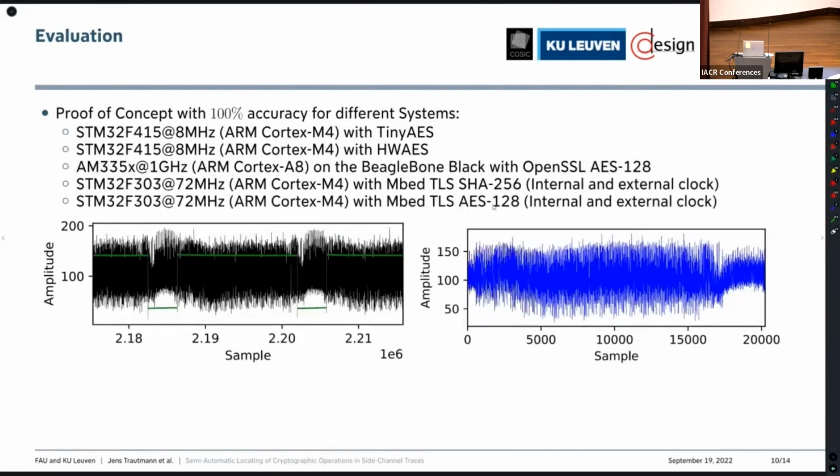And with Mbed TLS AES 128 on the same target, also with an internal and external clock, we also find all of the starting points. And for the internal one, again, we needed some refinement to find all of them with 100% accuracy.